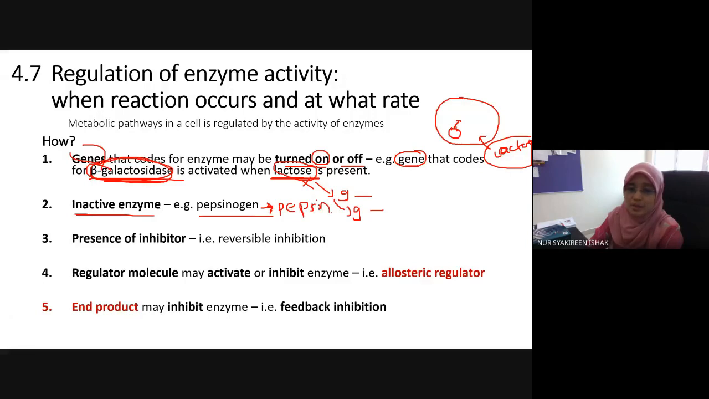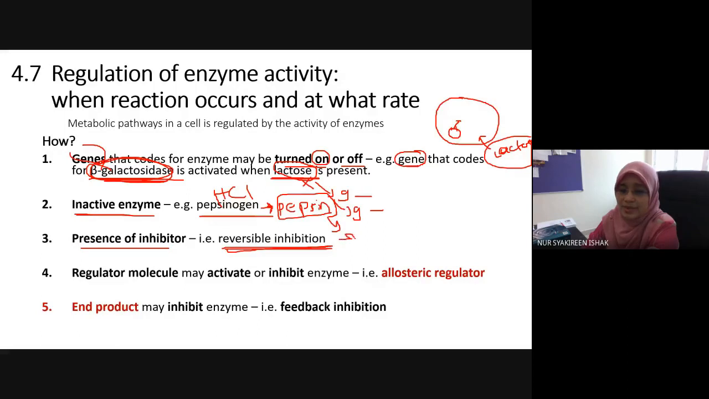As you know, pepsin is the enzyme used to hydrolyze or break down protein. The food that you eat may contain protein, such as meat or chicken or fish. So this protein has to be broken down by the enzyme pepsin. So pepsin is activated due to the activation of pepsinogen in the presence of hydrochloric acid. So the next one is presence of inhibitors, yang macam kita tengok tadi lah. For example, you can have reversible inhibition, where the enzyme will be inhibited in the presence of inhibitors.